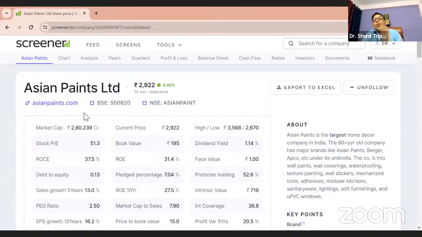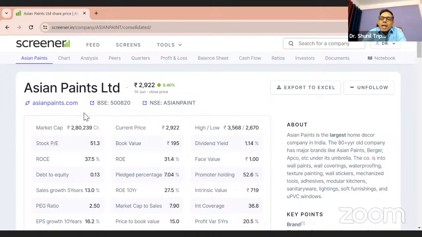So now, market cap is price per share into number of shares. Price per share into number of shares. Theoretically, this is the value of the company as a whole. As a whole, पूरी company आपको इतने रुपए में मिल सकती है. This is the basic concept of market cap.